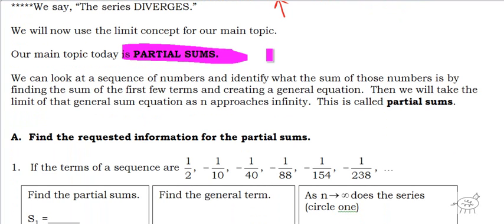We can look at a sequence of numbers and identify what the sum is by finding the sum of the first few terms and creating a general equation. We've done that before, creating a general equation. But what we're going to do is actually look at the sums of those, so we're going to add them together. Then we'll take the limit of that general sum equation as n approaches infinity. This is called partial sums.